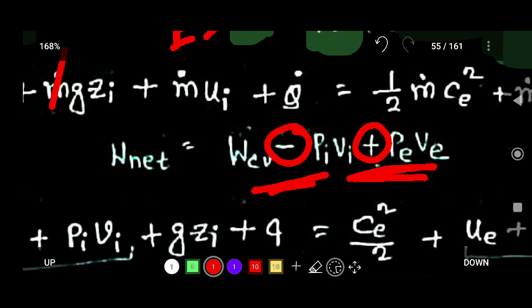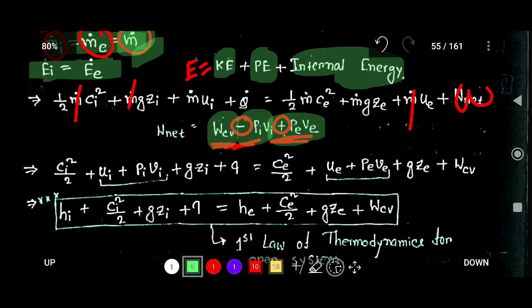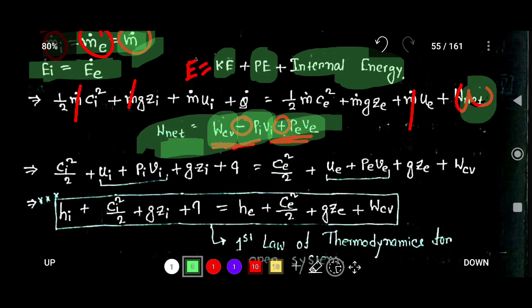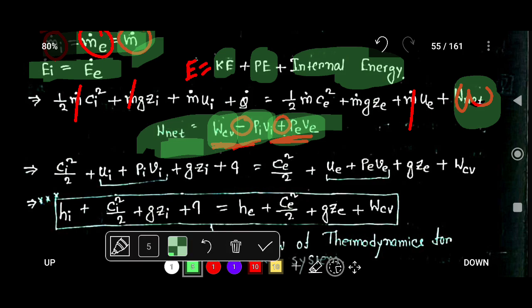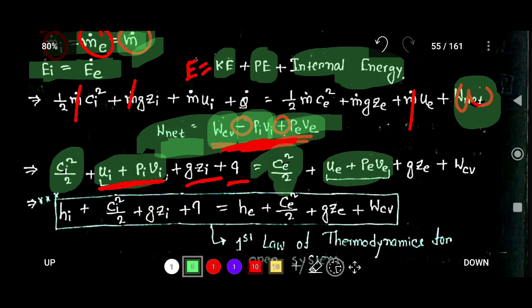So if you want to calculate small w net, that is equal to small w cv minus pi vi plus pe ve, and just put this value in w net. If you put this value on this side and rearrange, because pi vi goes to the left side, you can get ui plus pi vi plus ci square by 2 plus g zi plus q, that is equal to ce square by 2 plus ue plus pe ve plus g ze plus w of control volume.